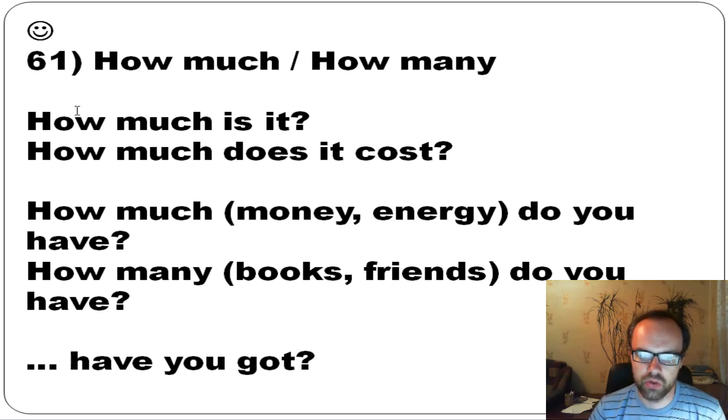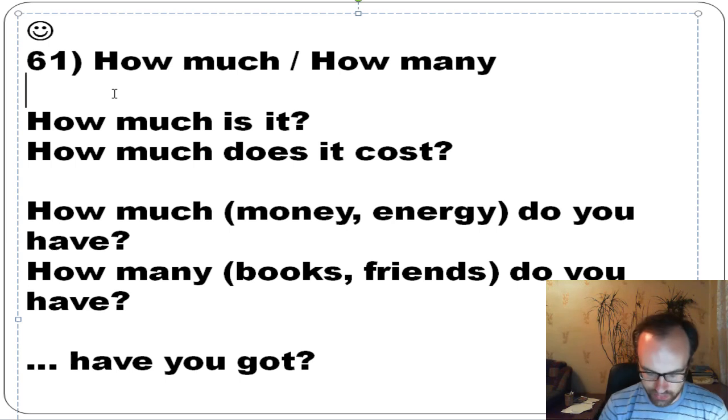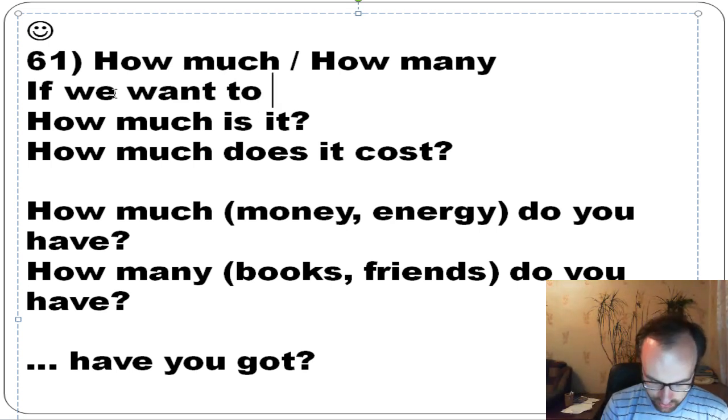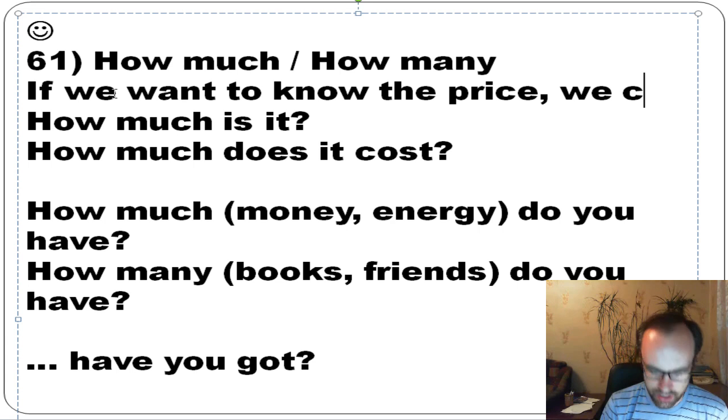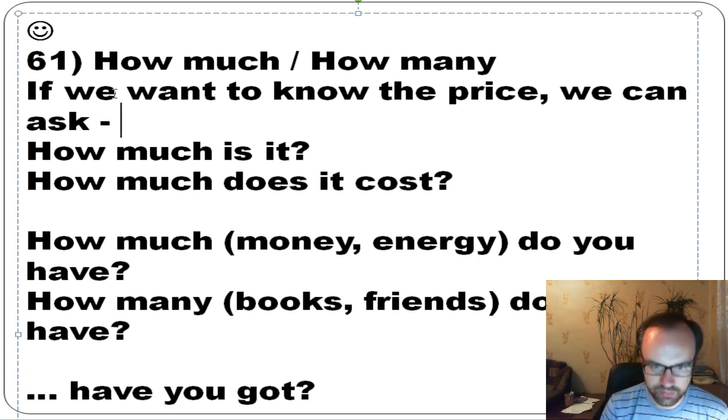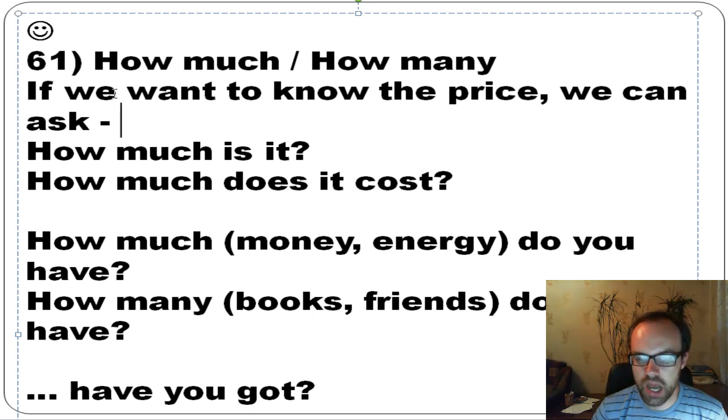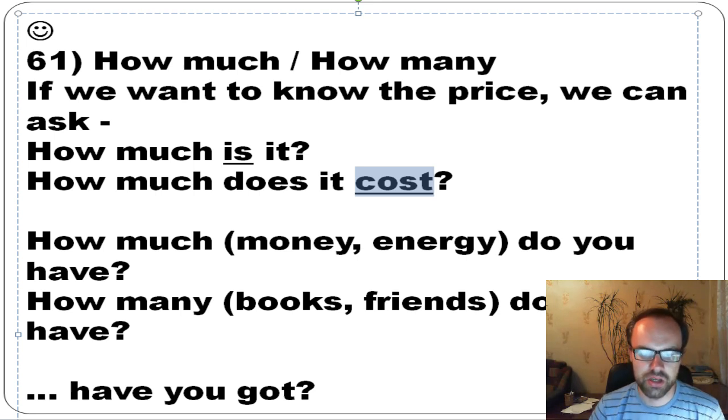Well, we use how much and how many in questions. So you know that if we want to know the price, we can ask how much is it? How much does it cost? Yeah, how much is it? So we can use the form to be because we don't have a verb here. If we have a verb, cost, we use does, yeah? How much does it cost? So you can ask how much is it or how much does it cost?